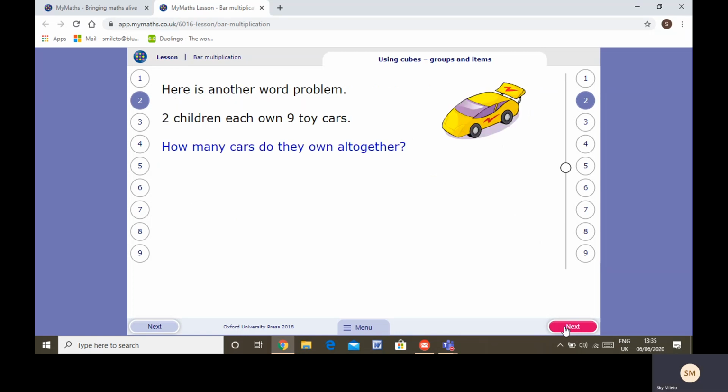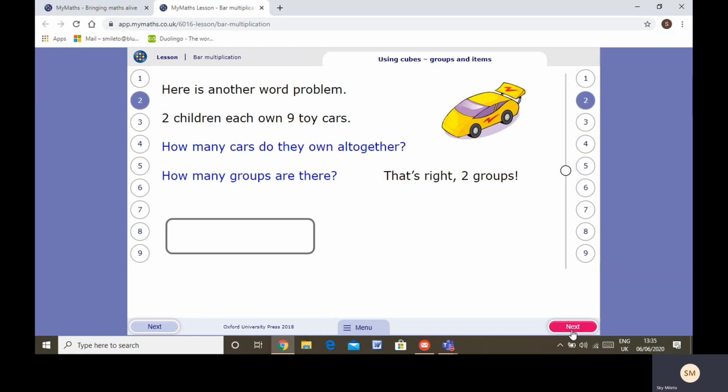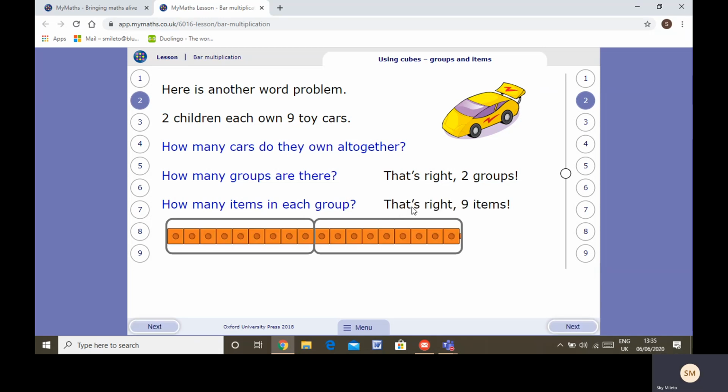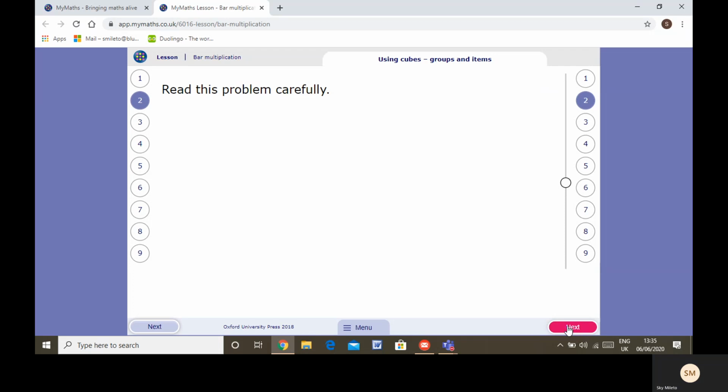Here's another one. 2 children each own 9 toy cars. 2 children, 9 cars. How many cars do they own altogether? So how many groups are there? How many children are there? There are 2. So we've got 2 bars here. How many cars does each child have? 9. So there are 9 in each bar, and if you added them all together, we get 2 times 9, which is 18.